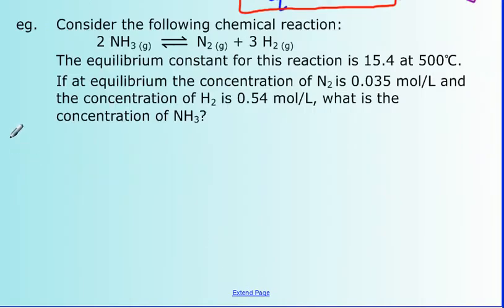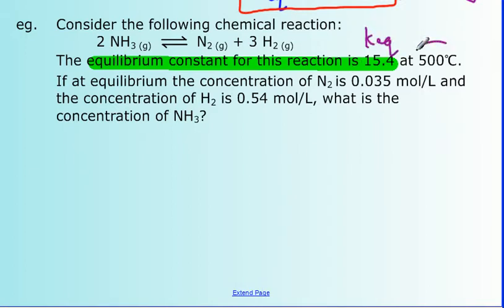Our next question comes at the problem from another way. We've got a balanced reaction here, an equilibrium system. We are given the equilibrium constant. Here it's 15.4, so that's our KEQ. Again, we're given a temperature, which we're going to ignore. We don't need to use it to do our calculations. And we've got a concentration of nitrogen and a concentration of hydrogen at equilibrium.